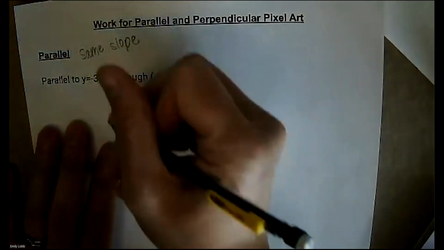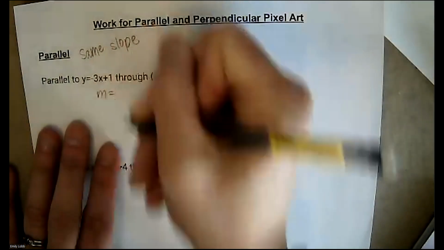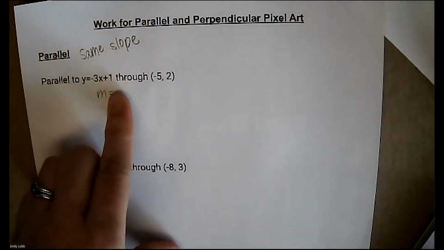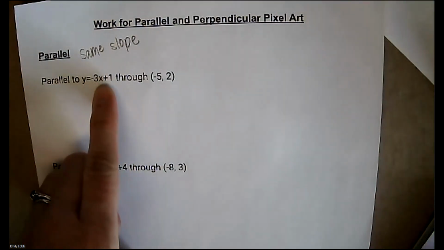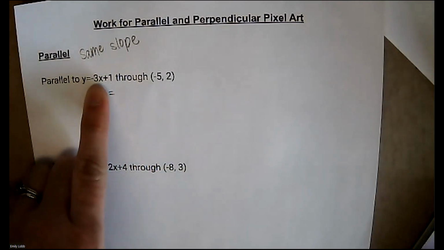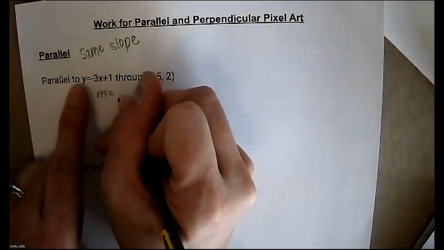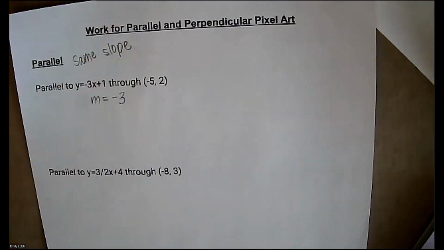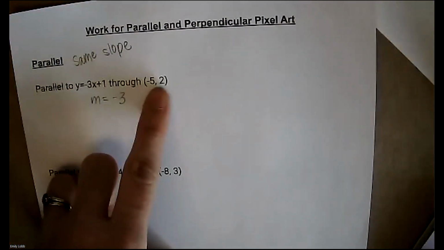So first thing you need to do is, what is the slope of your line? You're writing a line that's parallel to this through this point. So what is the slope if it's the same? Careful. Don't forget that negative in front of it. So -3.